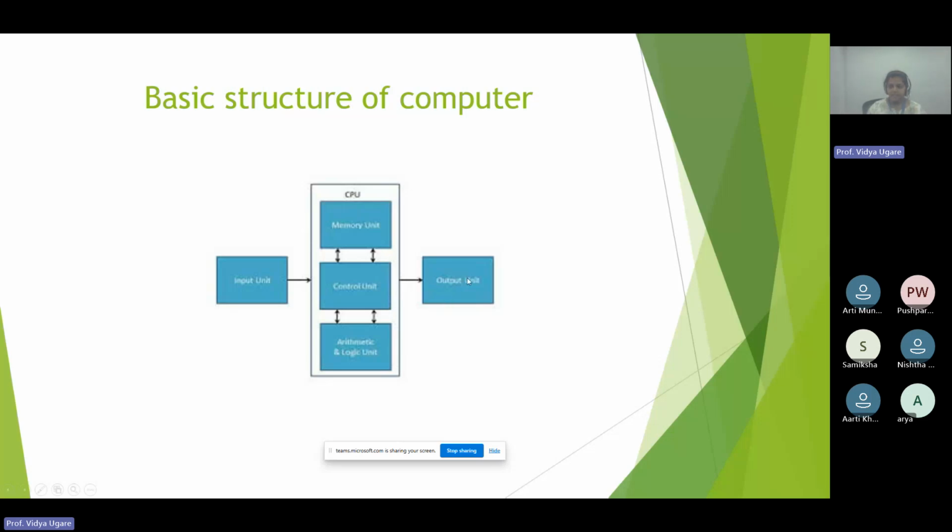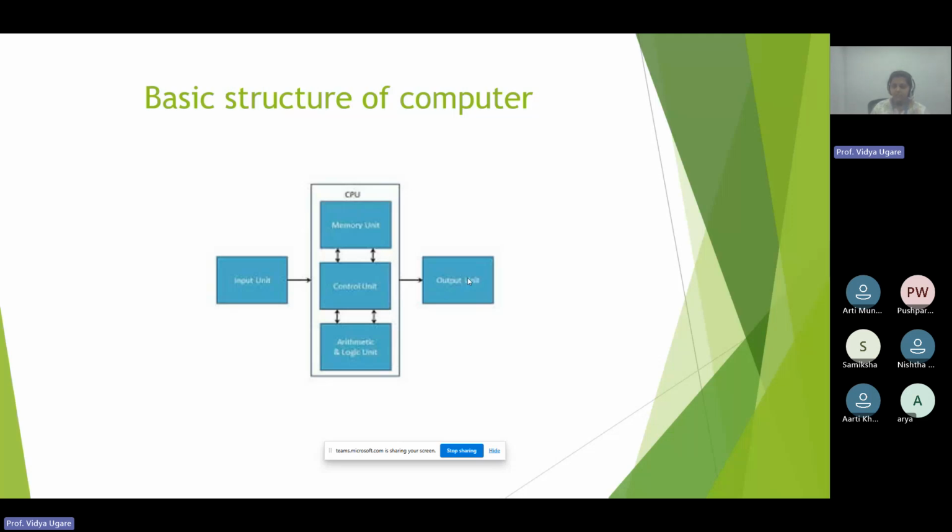Now the output unit, as the name itself indicates, is where we are going to see the result. Whatever task we have assigned, we will be able to see the result of it, right? So that is what an output is. You can take examples such as a monitor, printer, or speakers. These are all examples of output units.